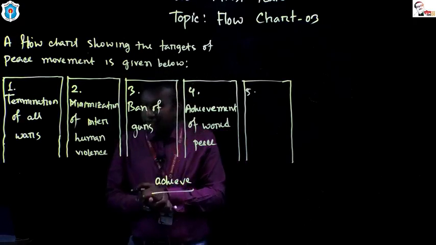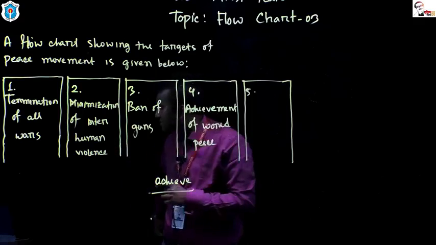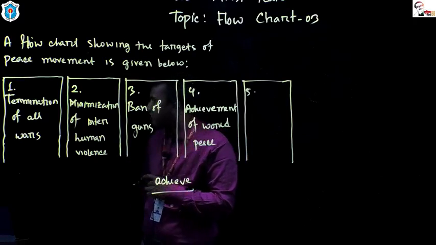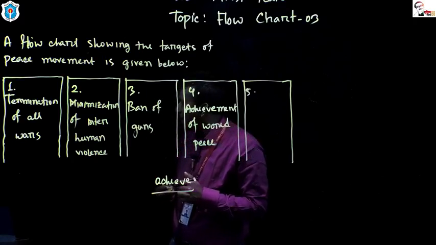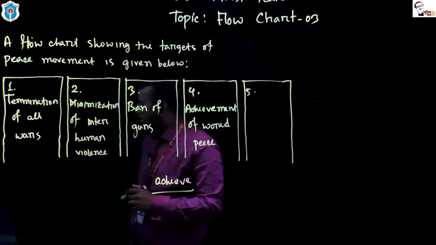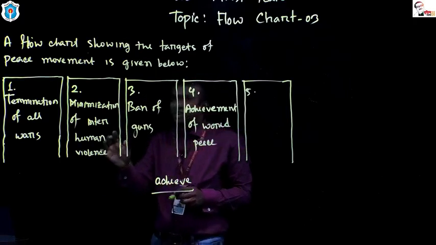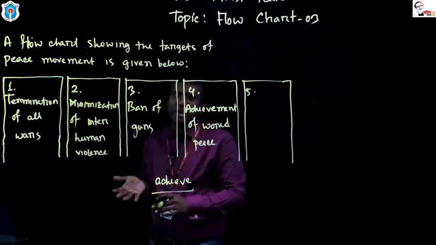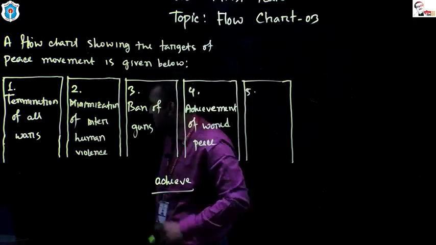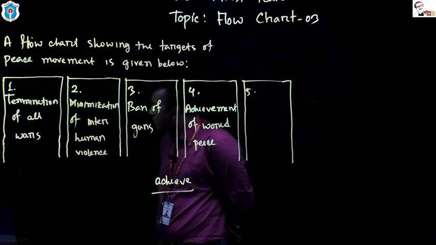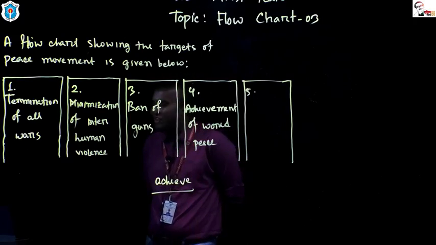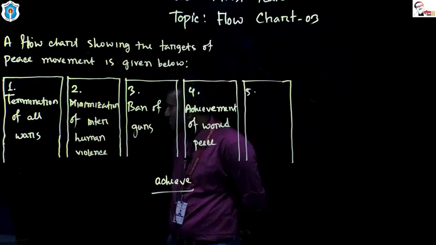The fifth answer is at the end of the first paragraph. What is our fifth answer? And you have to start with a noun. That is, you have to create a noun phrase, dear students. Termination of all wars, minimization of inter-human violence, ban of guns, achievement of world peace. Who can give me the fifth answer? I am waiting for your answer, dear students.